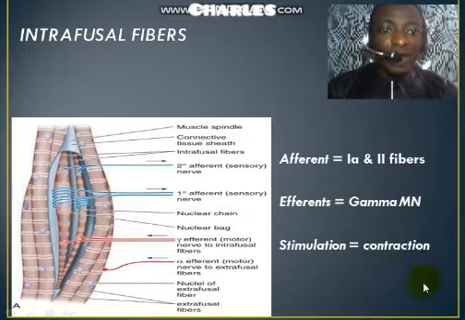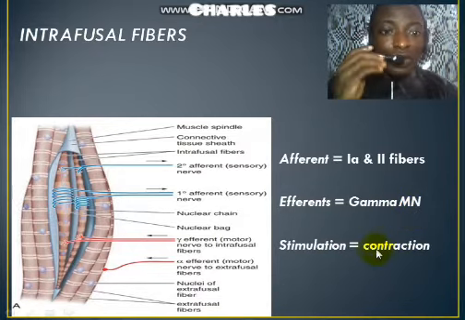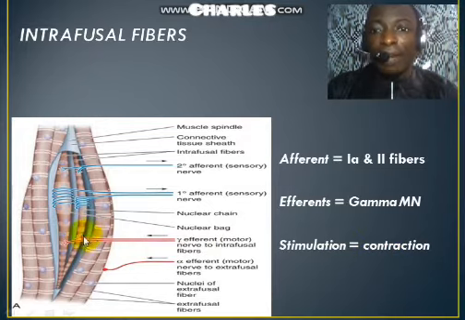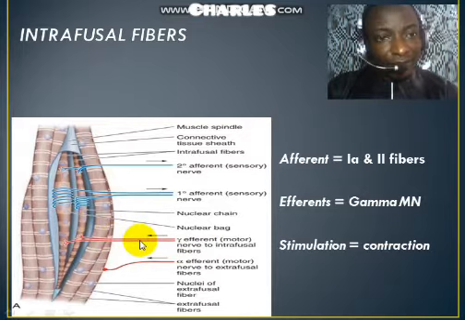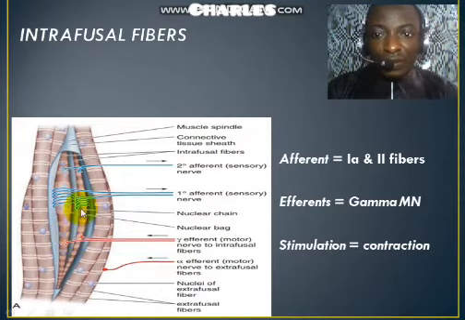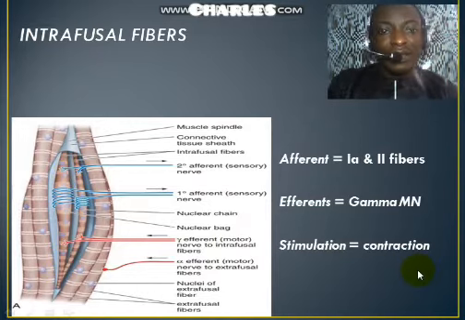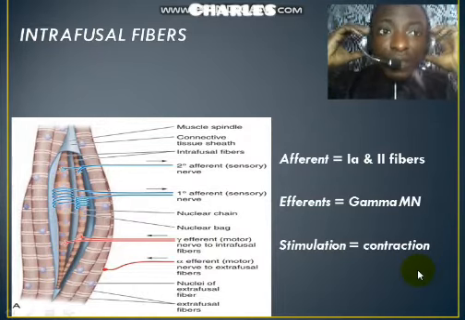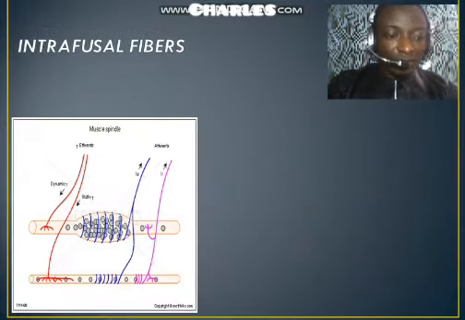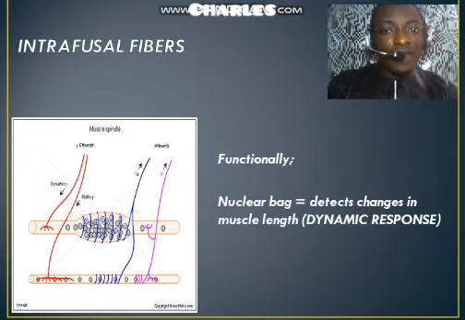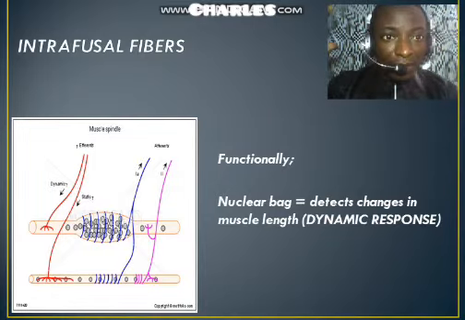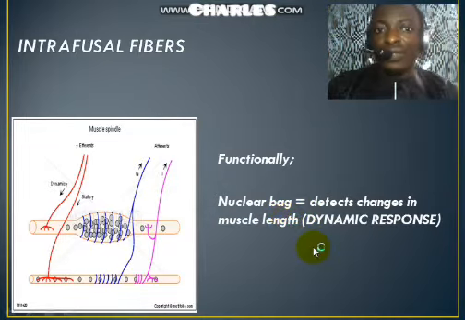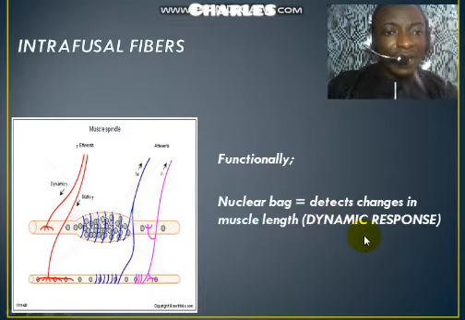Going forward. Now, the stimulation of the gamma motor neuron would ultimately cause contraction of the intrafusal muscle fiber. So when this nerve supply to the intrafusal muscle fibers is stimulated electrically, the intrafusal muscle fiber contracts. That is very interesting and simple to understand. Now, functionally, the intrafusal muscle fiber dictates changes in muscle length. The component responsible for this is the nuclear bag component of the intrafusal muscle fiber. That is called dynamic response. Changes in muscle length is called dynamic response.